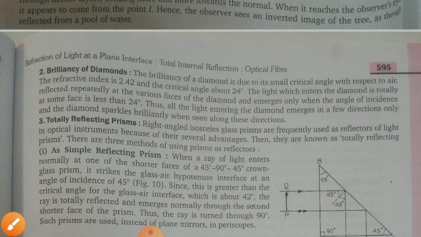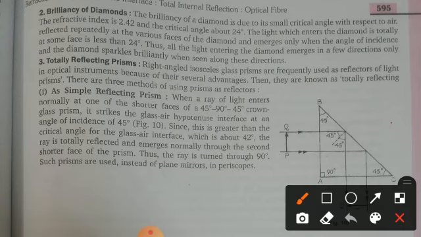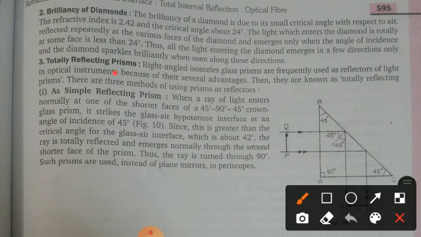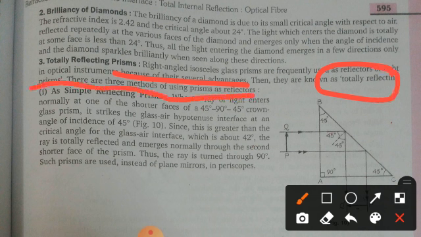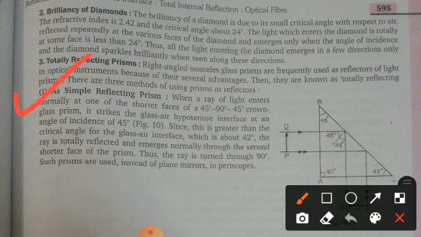Now, the third one is the totally reflecting prism. Right-angled isosceles glass prisms are frequently used as reflectors of light in optical instruments, because of their several advantages. They are known as totally reflecting prisms. There are three methods of using a prism as a reflector. Now, what are the three methods? We will discuss. The first one is as a simple reflecting prism.